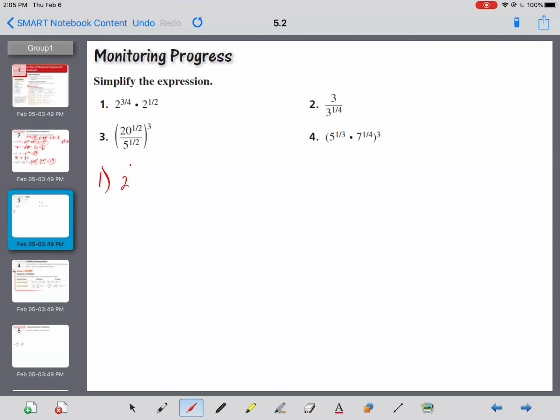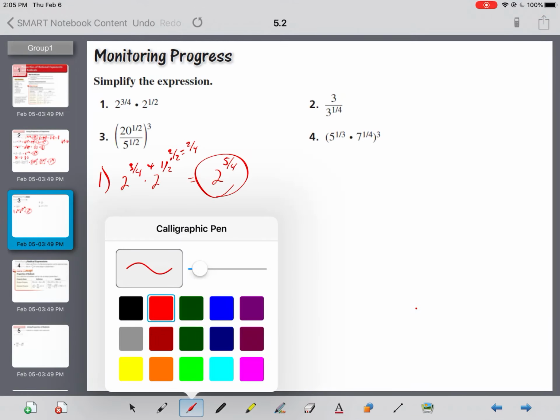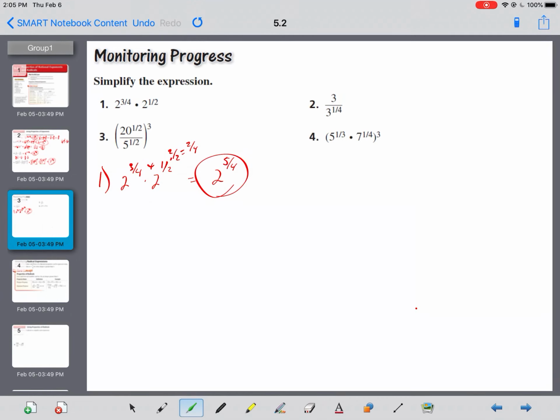Right, here we go. Number 1, 2 to the 3/4 times 2 to the 1/2. We're supposed to add those together. Multiply by 2 over 2, which makes that 2/4. 3/4 and 2/4, 2 to the 5/4. There isn't a fourth root of 2, so we'll just leave it like that.